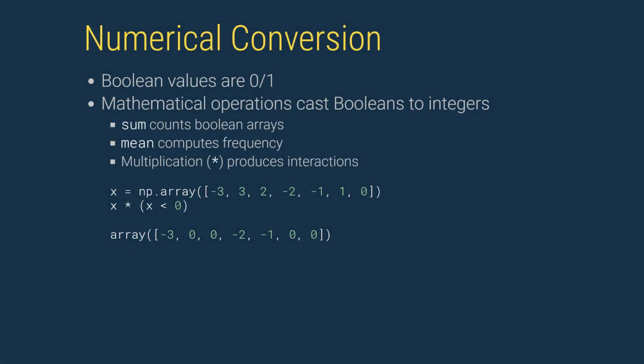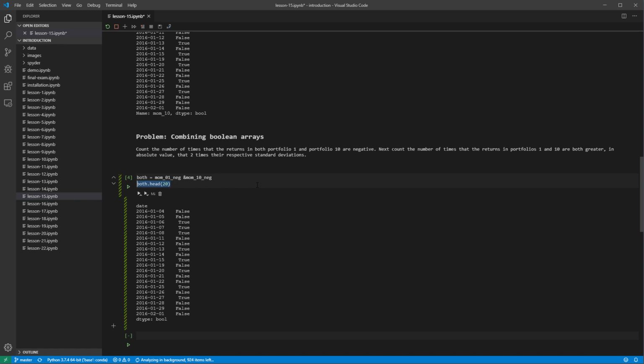Booleans are cast to integers when used in mathematical operations. True is 1 and false is 0. This allows common methods to be applied to Boolean arrays. For example, sum counts the number of true values, mean computes the empirical frequency of true values in the array or data frame. Multiplying a number by a Boolean operates like an interaction effect, where the value is preserved when the Boolean is true and set to 0 when false. We can use sum to count the number of true values.